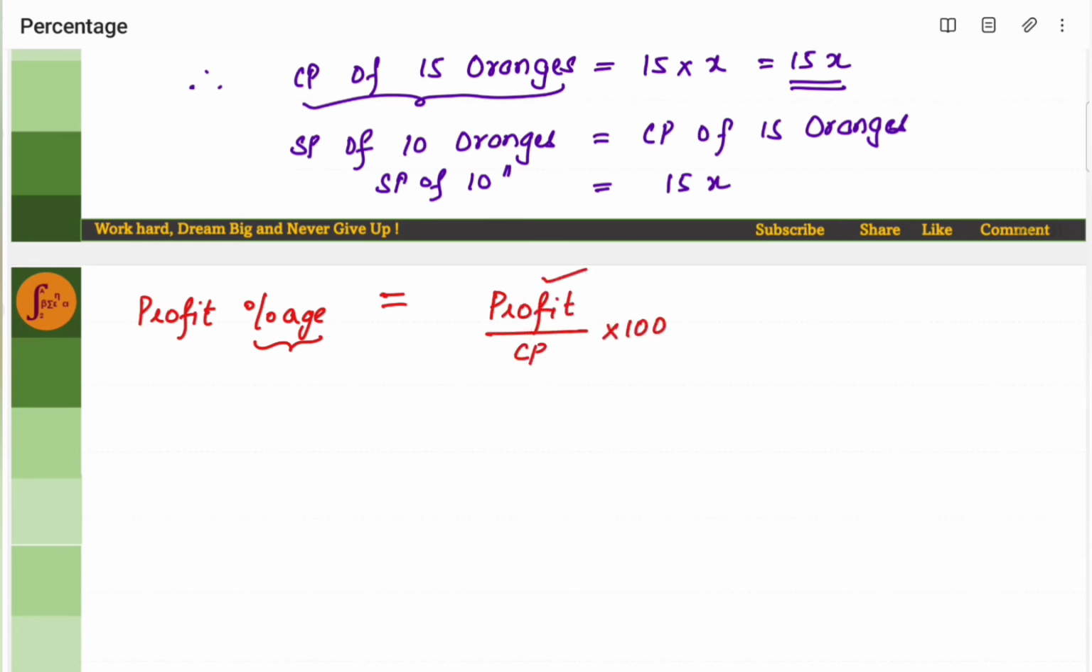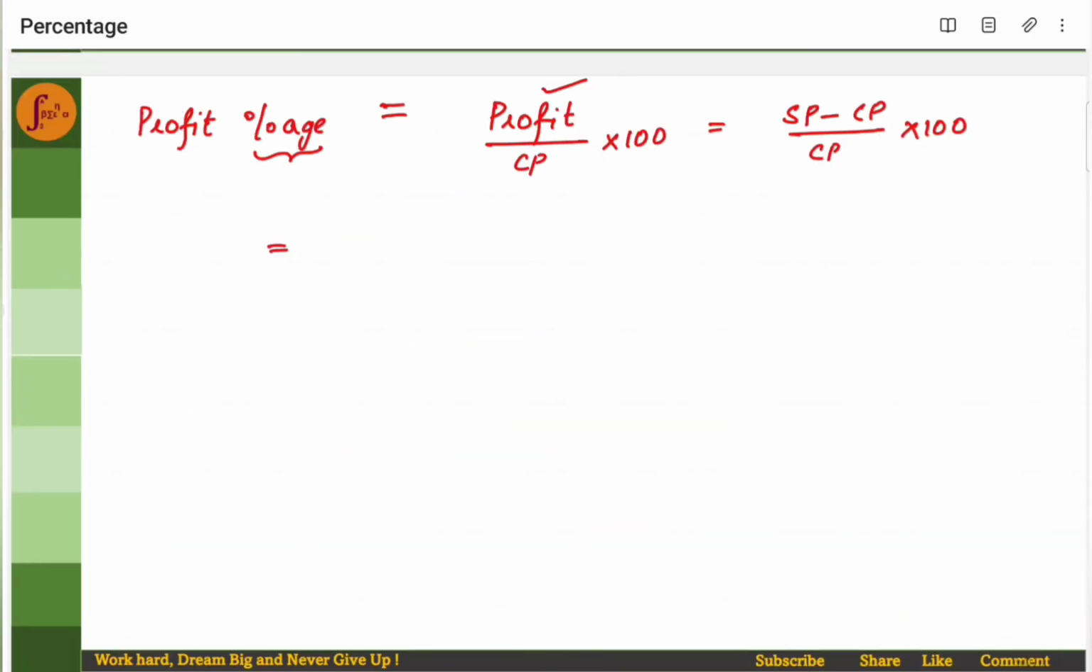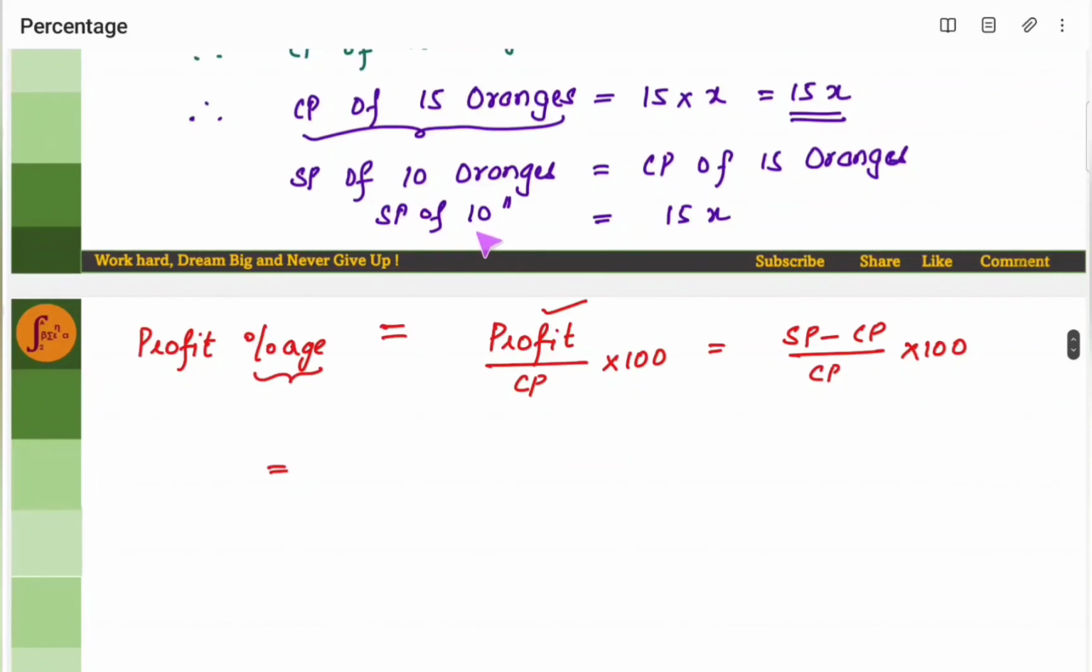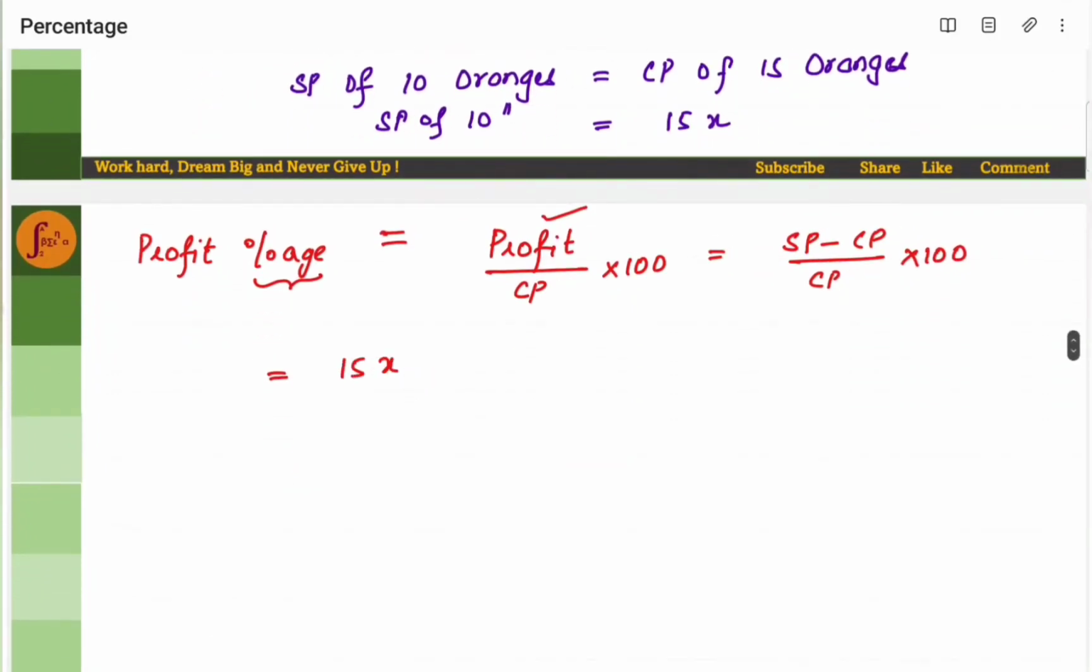Now I don't know what is profit, right? So I can write this as selling price minus cost price by CP into 100. So basically instead of profit, I've used the profit formula, which is selling price minus cost price. We'll have to find out profit percent. We'll write this as SP minus CP. What is SP? SP of 10 oranges is 15x. We'll write it as 15x.